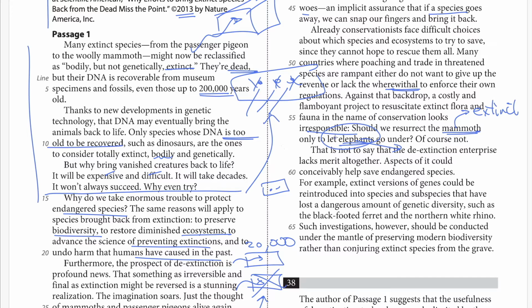Remember, every paragraph here, the important part is the first sentence and the last sentence. Even if you understand that completely, you got the gist of it, you got the whole idea. Aspects of it could conceivably help save endangered species. Aspects of what? Of this idea that this person is suggesting, bringing things back from the dead. How? For example, extinct versions of genes could be reintroduced into species.